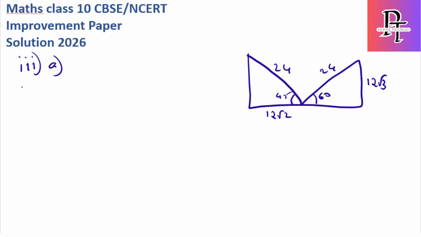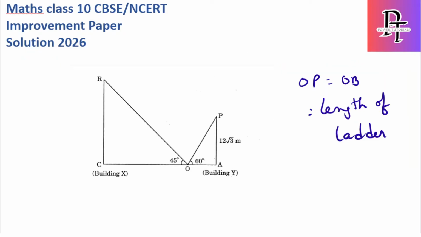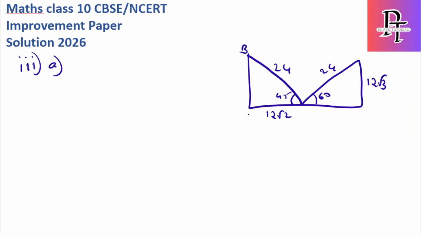They are asking the entire distance. Okay, let me write the values. B, C, O, A, P. Okay, so we need to find AC now. For AC, it should be nothing but CO plus OA. OC we already know, OA we need to find.